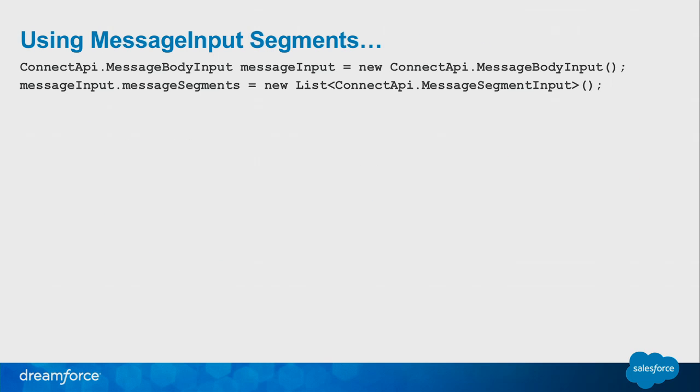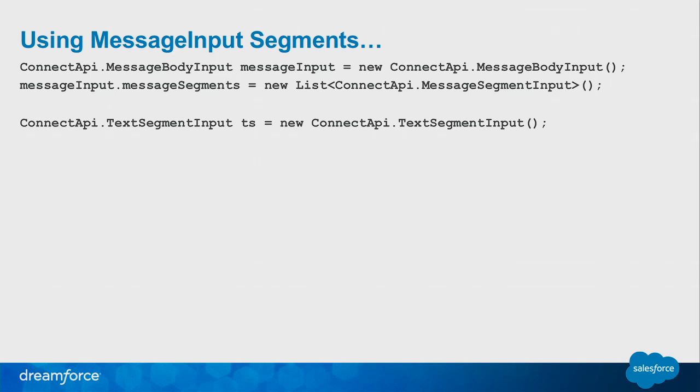So we talked about the feed item has a body. The body has a property, and its property is the message input. So we're going to create an input. The input in itself then has the second property, message segments. Segments is a list of ConnectAPI message segment inputs. And we have to declare that. And again, I've seen on places like Stack Exchange where people are trying to write code and they're like, well, this isn't working. It's because actually you have to explicitly start creating all of these input classes and populating them.